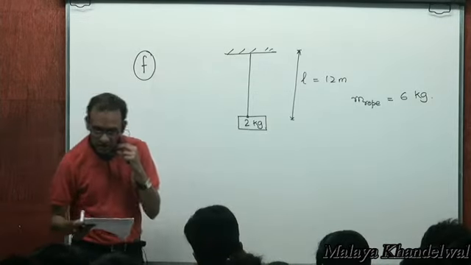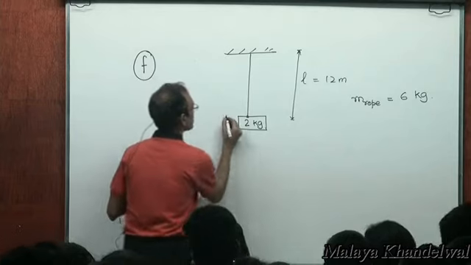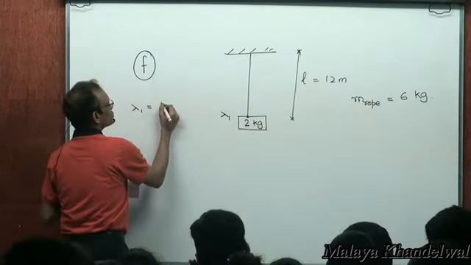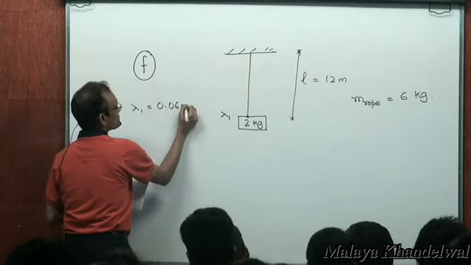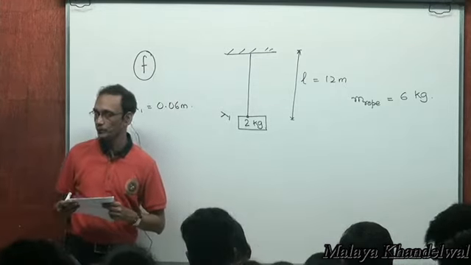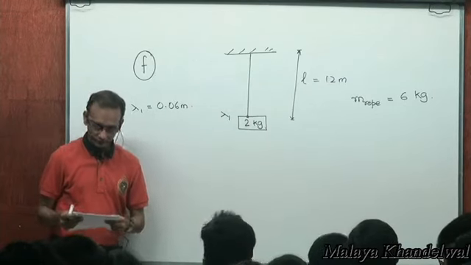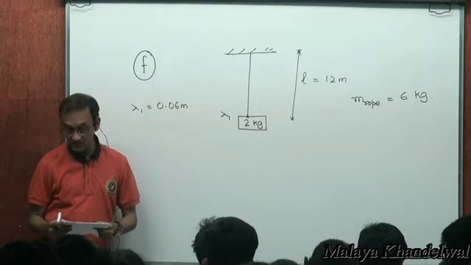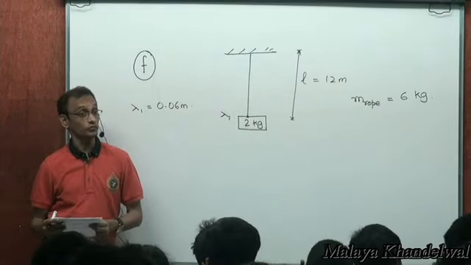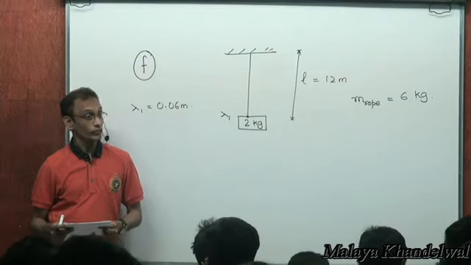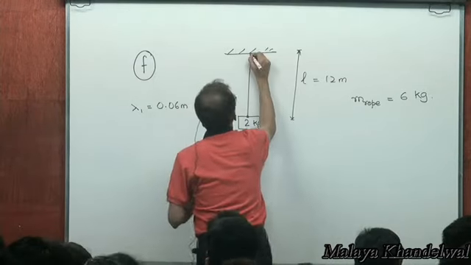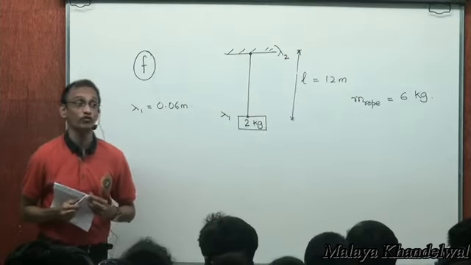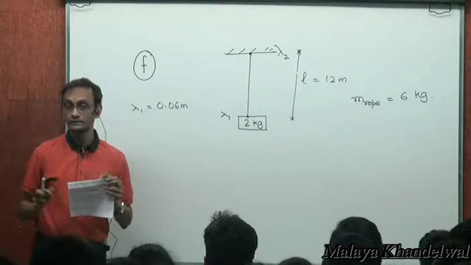A transverse pulse of wavelength 0.06 meters. That means at this point, say there is a pulse lambda 1 of 0.06 meters produced at the lower end of the rope, right? What is the wavelength of the pulse when it reaches the top of the rope? Right? That means at this point, what would be the wavelength? At this point, what would be the wavelength?